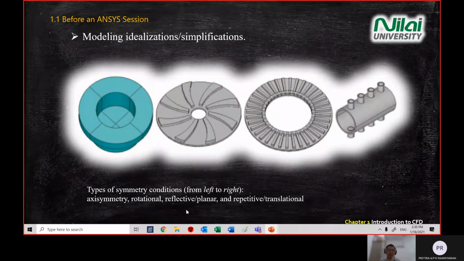So the first example that we have is on the geometry. If you can see on the screen here, we have four types of symmetry cases. The one on the left here is asymmetric cases, the one in the green color. The second one is rotational symmetry problems. The third one is planar or reflective symmetry condition. The fourth one is translation or repetitive symmetry problems. So each one of it will help you to simplify. If you have this kind of component, then you can simplify your simulation steps.